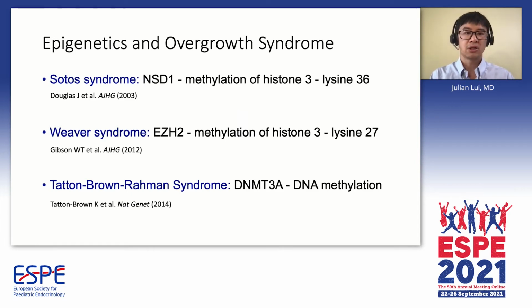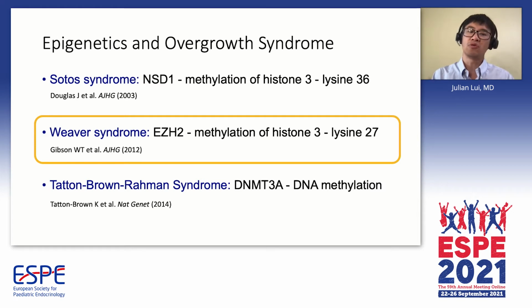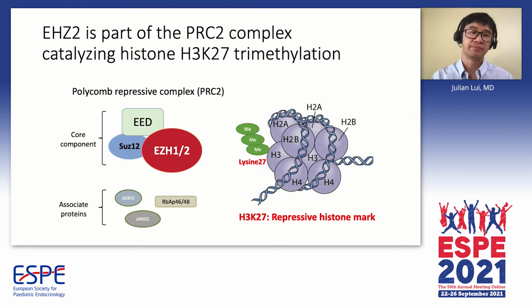Sotos syndrome is caused by NSD1 mutation affecting H3K36 methylation. Weaver syndrome is caused by EZH2 mutation affecting H3K27 methylation, while Tatton-Brown-Rahman syndrome is caused by mutation of DNMT3A, which is a DNA methyltransferase. And of these three syndromes, our group focused on Weaver syndrome because of a patient that we saw a few years ago at the NIH. And I'm going to tell you more about that.